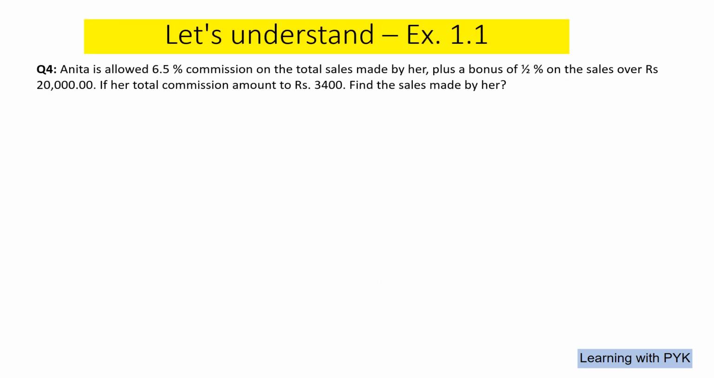Question number 4. Anita is allowed 6.5% commission on total sales plus a bonus of 0.5% on sales over rupees 20,000. So here she receives the commission, and also a bonus, but the bonus is only on the sale over rupees 20,000. If she sells anything below 20,000, she will be entitled only to the commission. Her total commission is 3,400. We have to find the sales made by her.